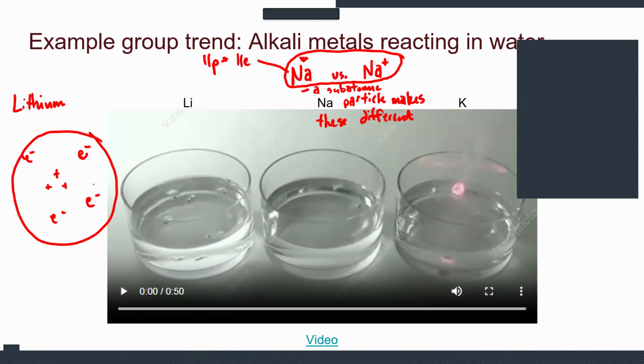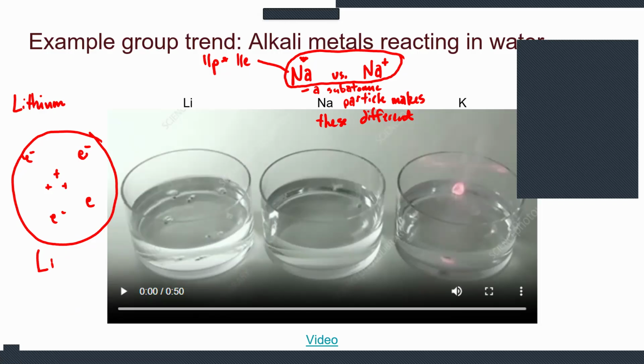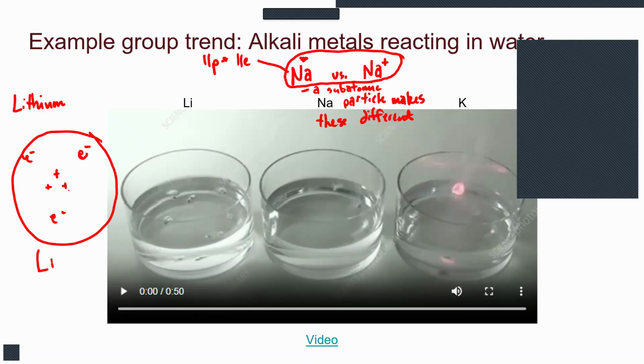Okay, so now thinking about that, I'm going to write my symbol Li minus. Okay, and then I'm going to change it. I'm going to get rid of an electron. Li is what's shown in that circle. And then I'm going to get rid of one electron, and that's Li plus. Did I ever change the number of protons? Yes or no? Y or N? No, I never changed the protons, because if I change the protons, then I'm changing my element.